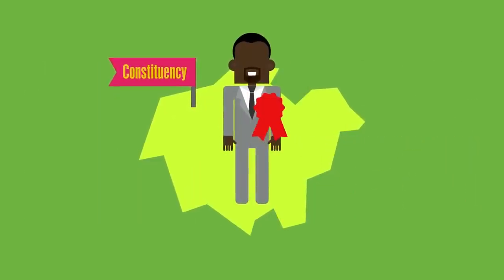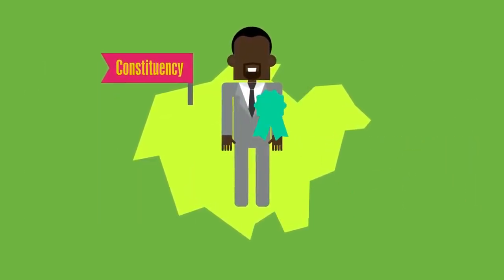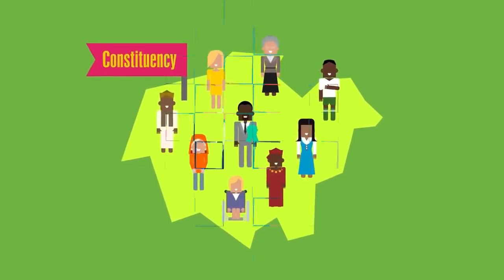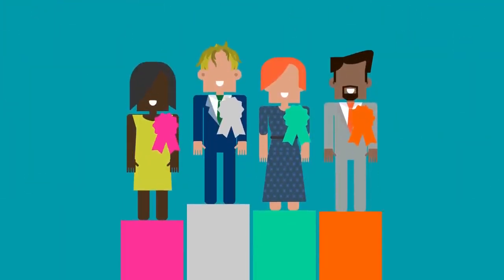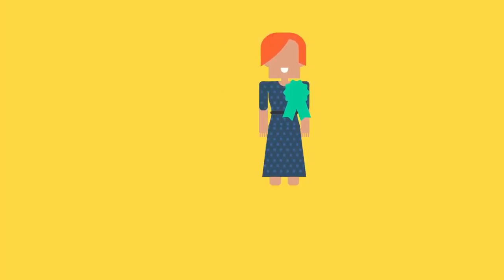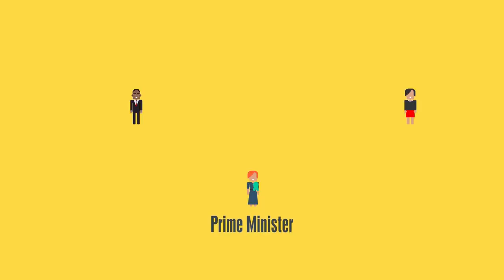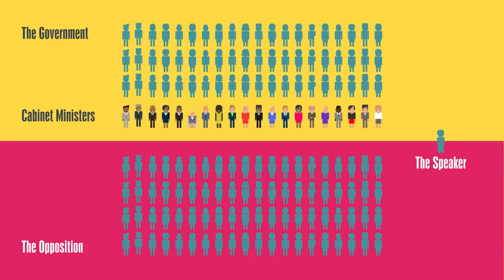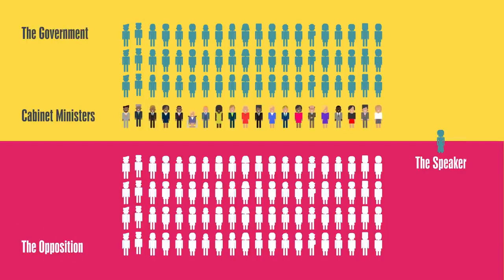They belong to either a political party or are independent and are elected by constituents of the area they want to represent. The leader of the party that has the most MPs elected after a general election becomes the Prime Minister and heads up the government. They choose a cabinet made up of 20 senior ministers, who coordinate each government department's work. Parties not in power are called the opposition.